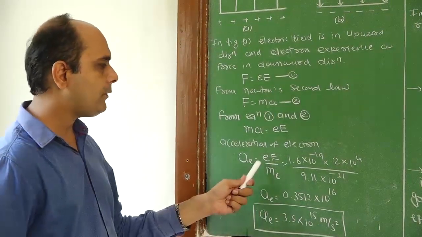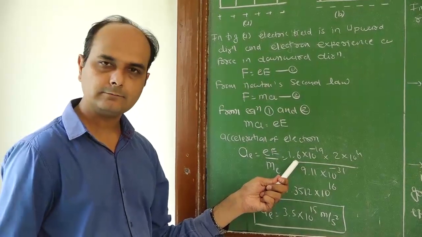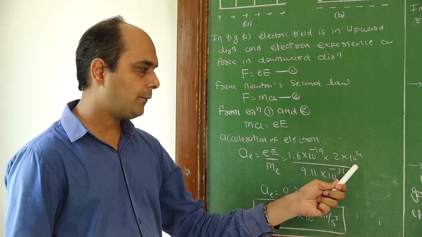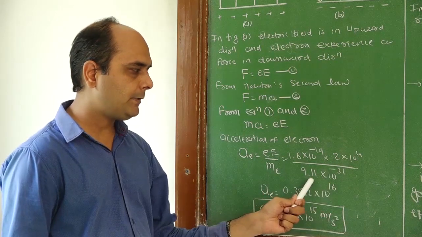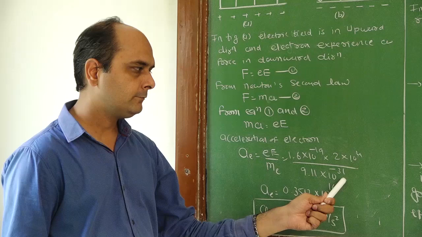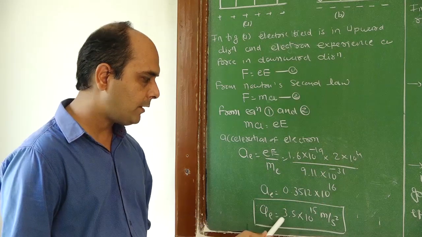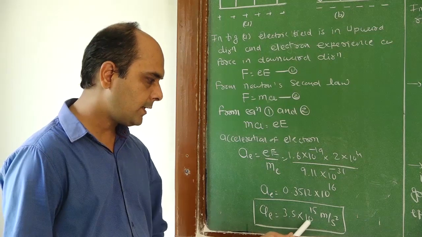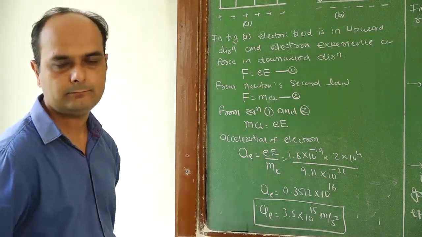Where e is equal to, as we know very well, 1.6 × 10⁻¹⁹. E is equal to 2 × 10⁴. Mass of electron is 9.11 × 10⁻³¹. By calculating them, your answer will be 3.5 × 10¹⁵ meter per second square. This is the answer for the acceleration of the electron.